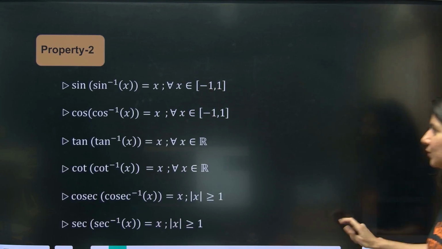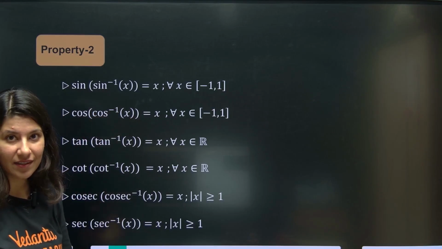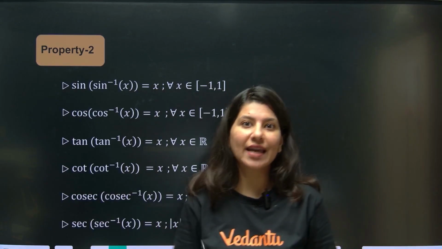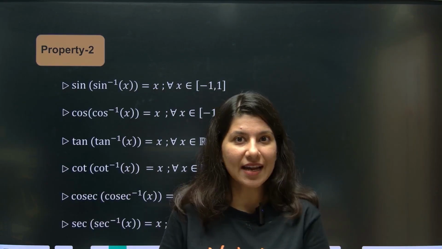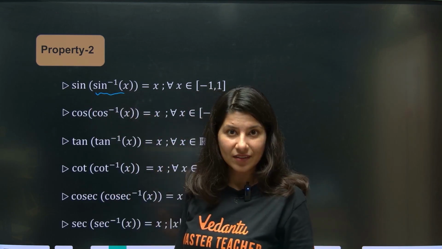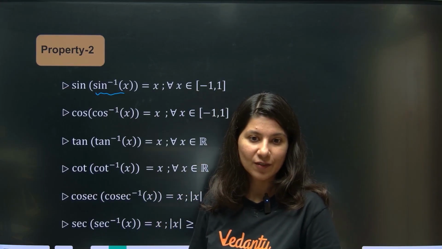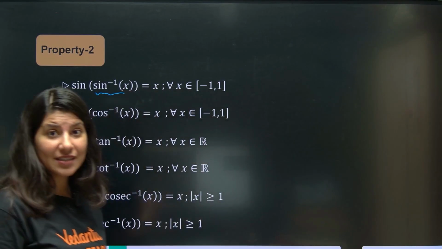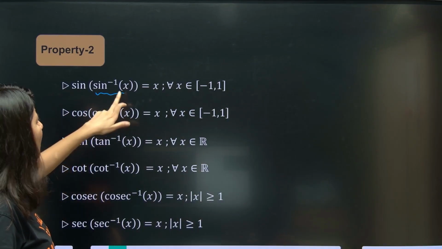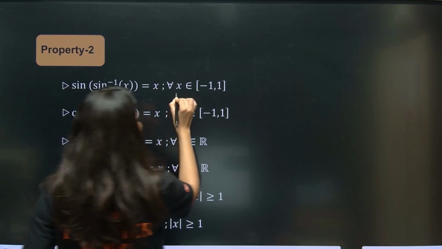Now property number 2. Property number 2 is sine of sine inverse x. And property number 3 is sine inverse sine x. Understand? In property number 2, you have ITF inside, and in property number 3, you have inverse outside. So what will be the difference of the meaning? First of all, sine of sine inverse x, what will be the domain? Domain is applicable on x, and x is inside sine inverse. So clearly the domain is -1 to 1.